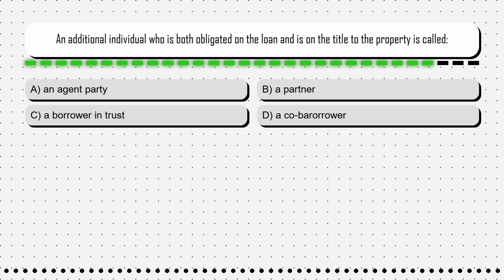Question 47. An additional individual who is both obligated on the loan and is on the title to the property is called Option A, an agent party. Option B, a partner. Option C, a borrower in trust. Option D, a co-borrower.